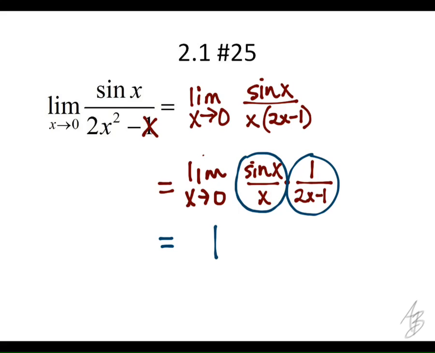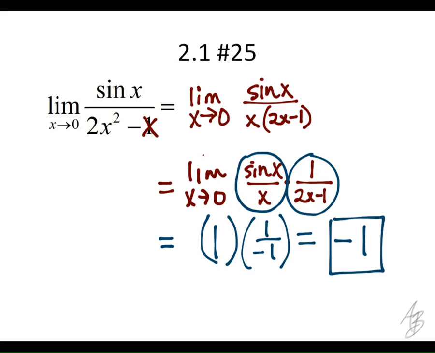We just figured that out, right? And what is the limit as x approaches 0 of 1 over 2x minus 1? Well, can we use direct substitution there? Yeah, just put a 0 in there. We get 1 over negative 1. And so we end up with negative 1. Does that make sense what we did there?